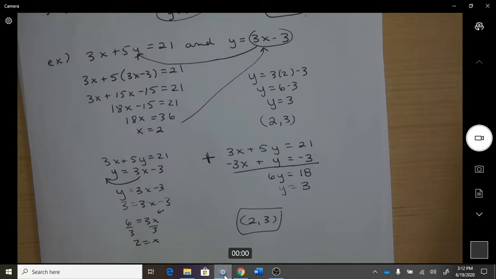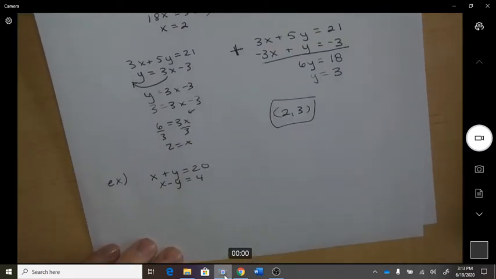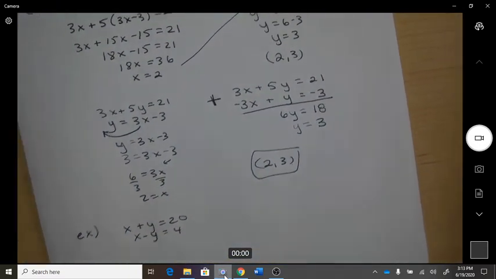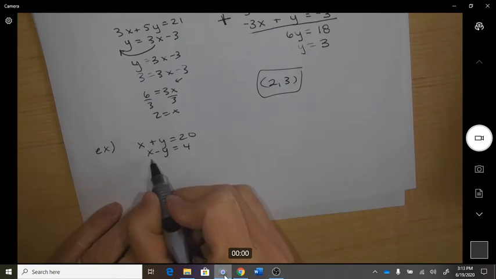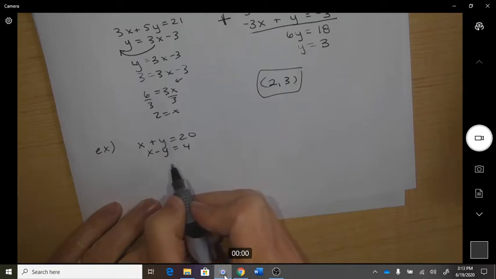Okay, next example. X plus y equals 20 and x minus y equals 4. So first of all, I have to ask myself, which variable do I want to eliminate? Do I want to get rid of the x's or the y's? So to get rid of x's, you would have to subtract. If you want to get rid of the y's, you would have to add.